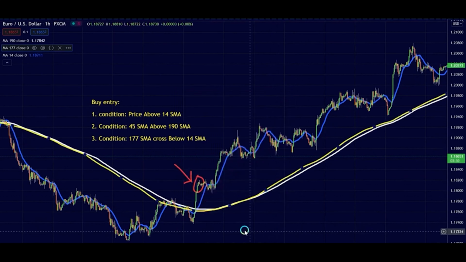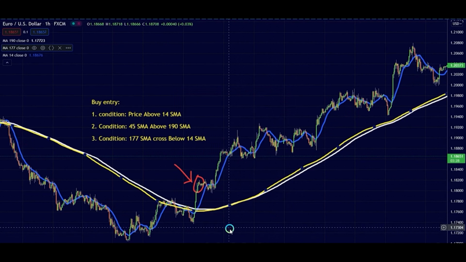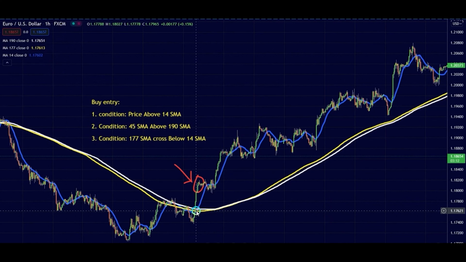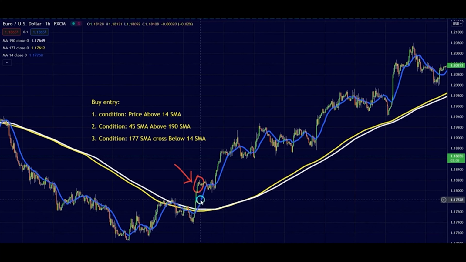So basically it is when the 177 cross is below the blue line, which is the 14th period, and as you see, it is here, the yellow line, and it just happened. So in other words, the 14th period moving average crossed above the 177 moving average, and it just happened.